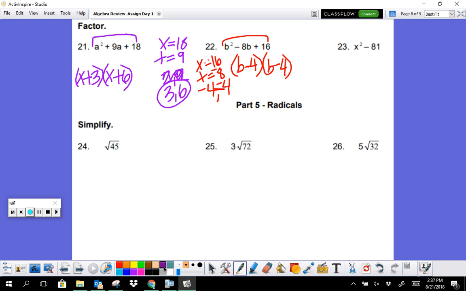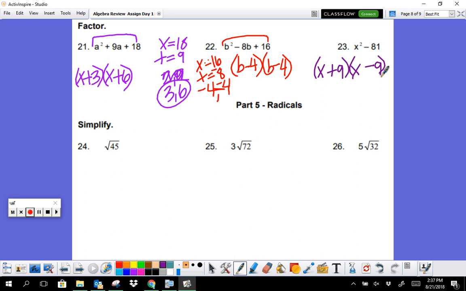Number 23 is a little bit different. This is called a difference of squares. Okay, with the difference of squares, I know one's going to be plus, one's going to be minus. You have to think, what times itself gets you x squared? X times x gets you x squared. And what times itself gets you 81? That would be 9. That's x plus 9, x minus 9.